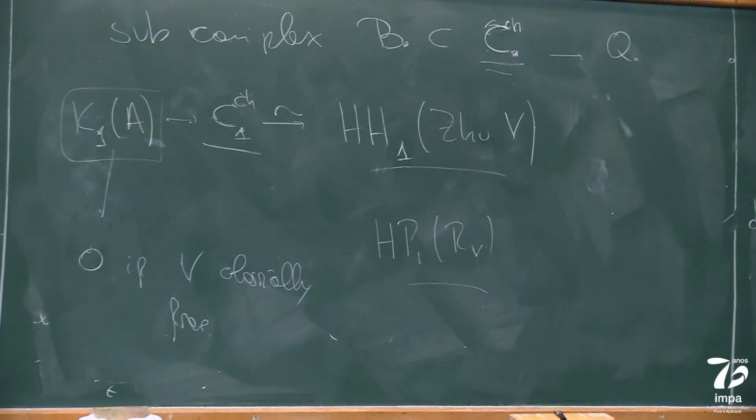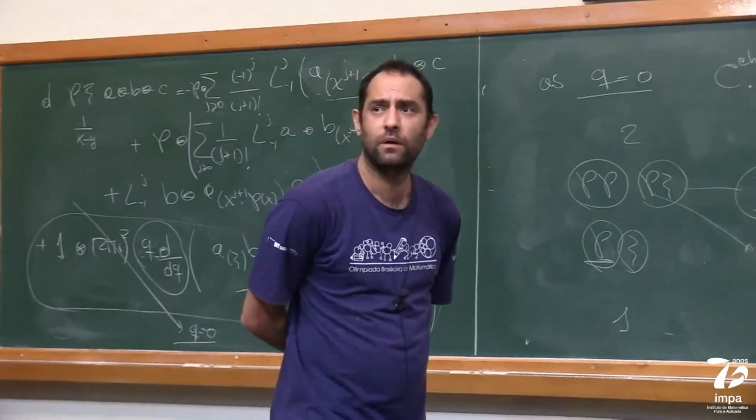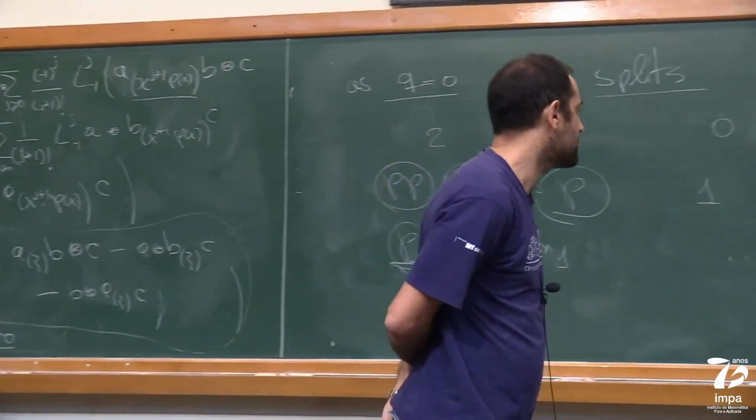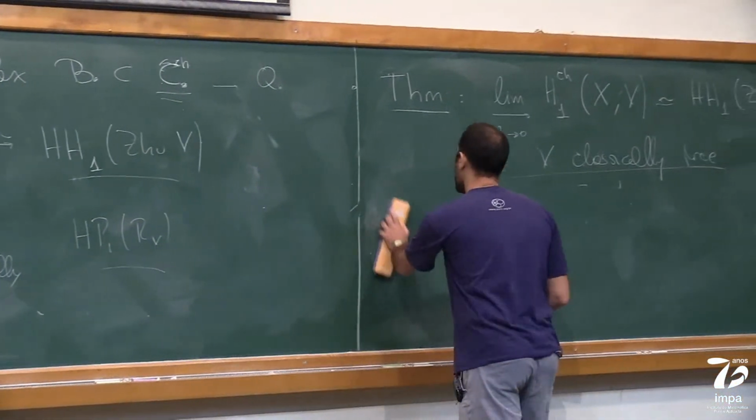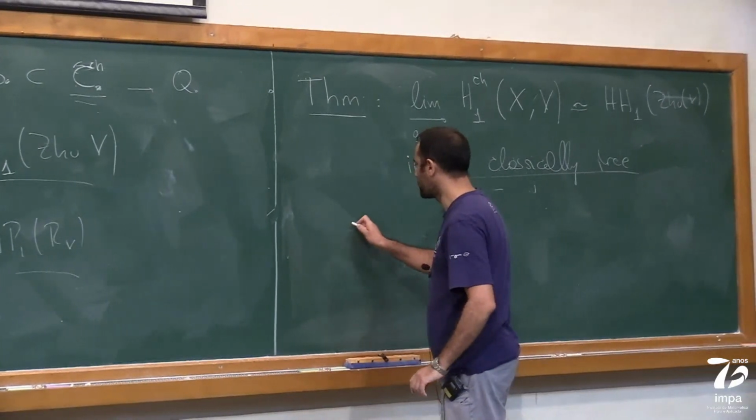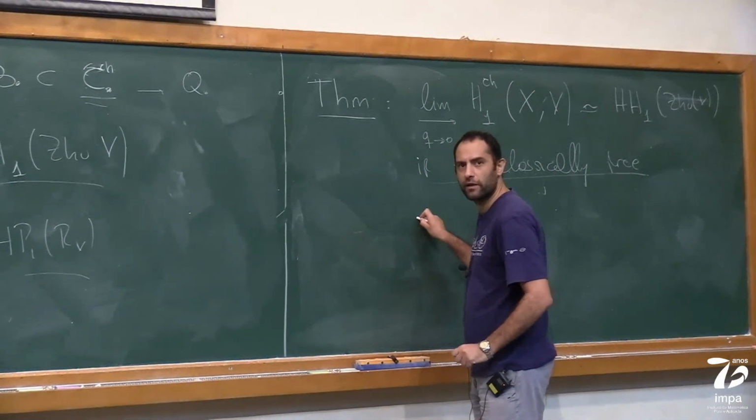So this is the limit as Q goes to 0. But does the connection extend? Yes, I didn't say this, but it's the same way. So, the connection. Remember what the connection was in degree 0?